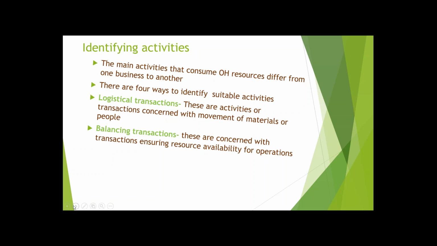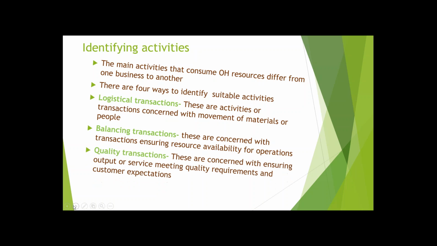Then the next one is what we call balancing transactions. So this is basically trying to find out what are the resource requirements for an operation. For example, the people will have to buy raw material. So that's an activity, the procurement of raw materials. So we try to look at the balancing transactions, to find out what are the resources that are required.